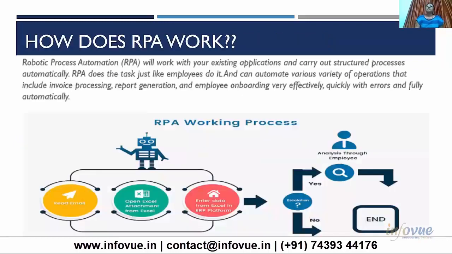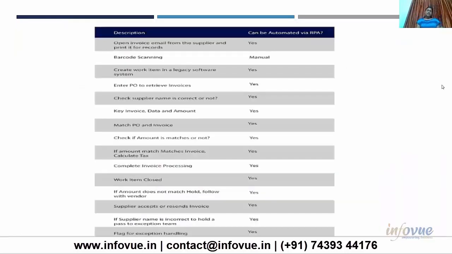Next, how does RPA work? Robotic process automation will work with your existing applications and carry out structured processes automatically. RPA does the task just like employees do it and can automate a variety of operations that include invoice processing, report generation, and employee onboarding very effectively, quickly, without errors, and fully automatically. Below is given the RPA working process. Just have a look at it once. Next, let's check how work can be automated with RPA. Here are some of the work descriptions which can be automated via RPA, such as open invoice email from the supplier and print it for records, enter PO to retrieve invoices, key invoice data and amount, and many more.